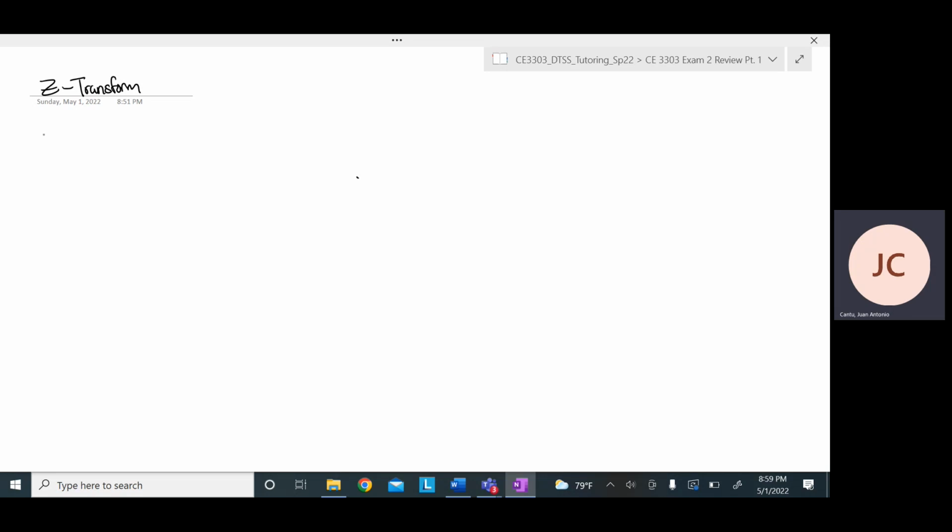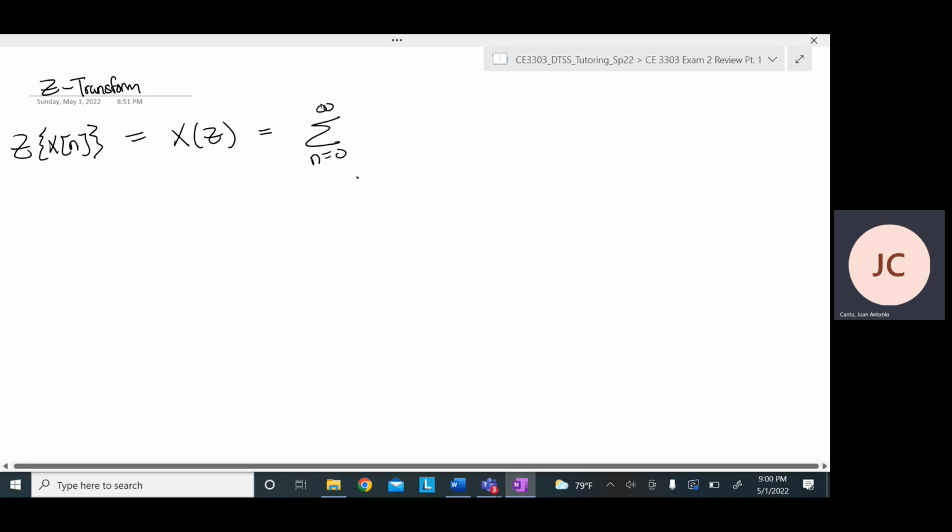So Z transform, I'm going to go ahead and give the mathematical definition first, and then I'll explain what it is. But the Z transform is simply taking our time domain function, x of n, and we transform it using a Z transform, and it becomes a function of z, x of z, and we define that function as the summation from n equals 0 to infinity, x of n times z raised to the negative n.